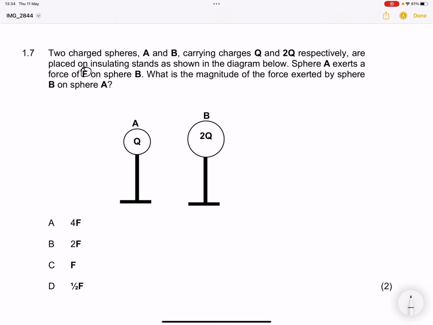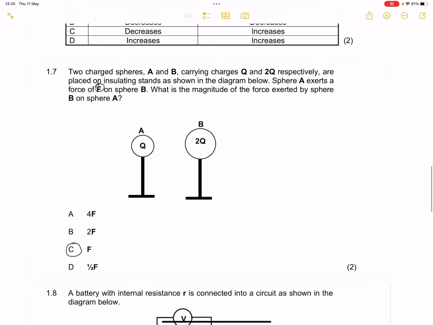So sphere A exerts a force F on B, right? And they want to know what is the magnitude of the force exerted by B on sphere A. Now, please remember, ladies and gents, we would always apply Newton's third law of motion, right? And it says if body A exerts a force on body B, then body B would exert an equal but opposite force on A. So the magnitude of that force would also be F. The only difference is that it would be in the opposite direction. So the answer there is C.